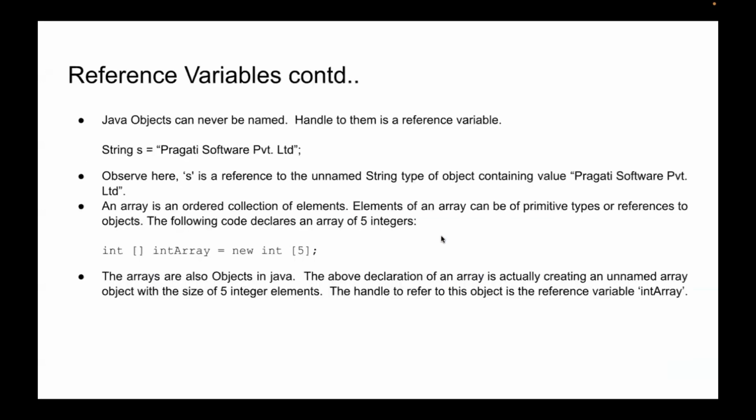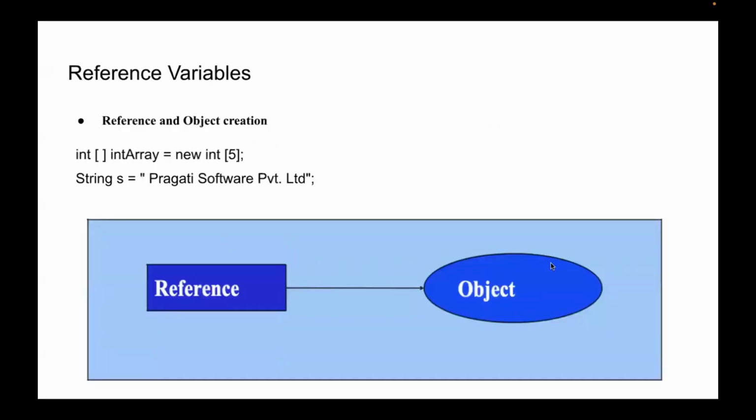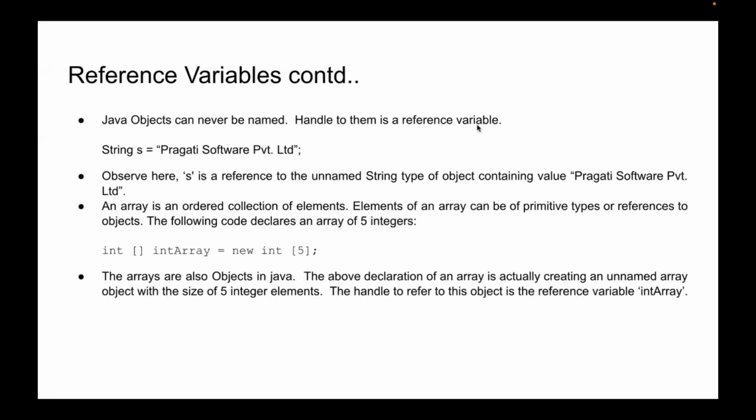See, Java objects can never be named. The handle to them is a reference variable. So how do we basically handle the object? When we create something like new int 5, we use this reference. So int array is basically the reference. We'll use this reference to access the arrays. So handling the arrays will be through the reference variables, all the references that we created.